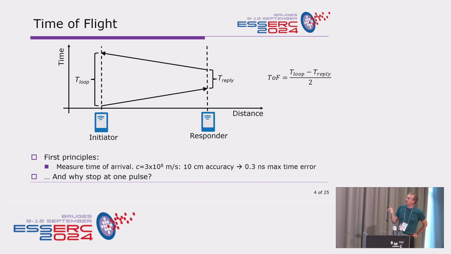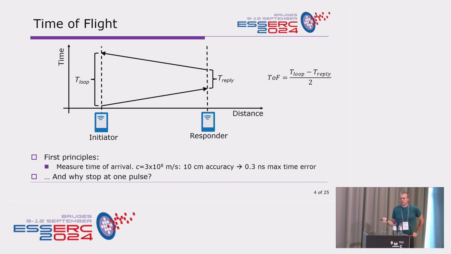On the x-axis on this diagram, I've drawn the distance. On the y-axis, I draw the time. I start with an initiator. That might be me. I send out a pulse. The pulse travels with the speed of light to the responder. The responder takes some time to receive that pulse to send me a reply. And that reply comes back to me. And if I can measure the time from when I send something to when I receive an answer, and if I know, of course, the time taken for the reply, then I can calculate the time of flight. And if I know the time of flight, and since I know the speed of light, I can calculate the distance.